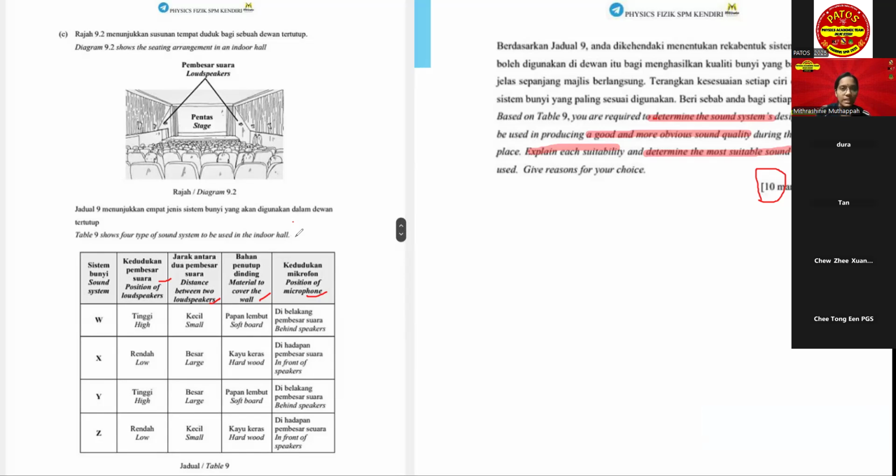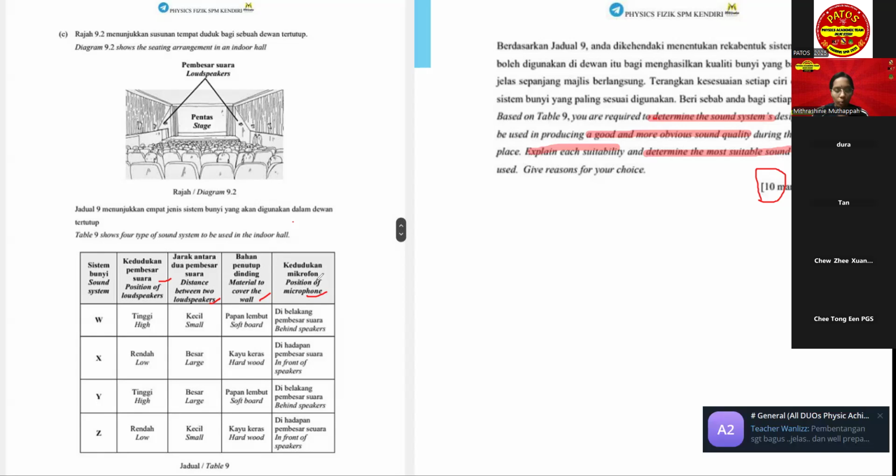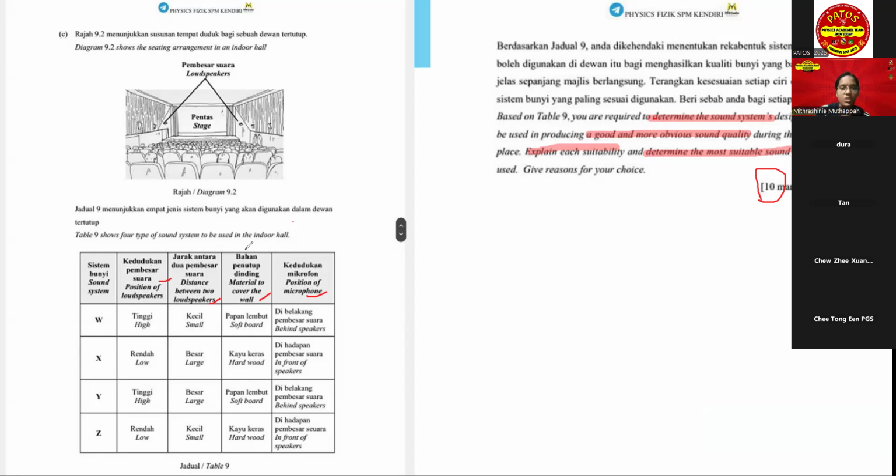So to avoid this situation, this nervousness or being unable to answer this question, usually what I would advise you guys to do is pick one characteristic that you are very confident with. Out of these four characteristics, pick one and choose the specification first. If I were in that place, I would go for material to cover the wall.